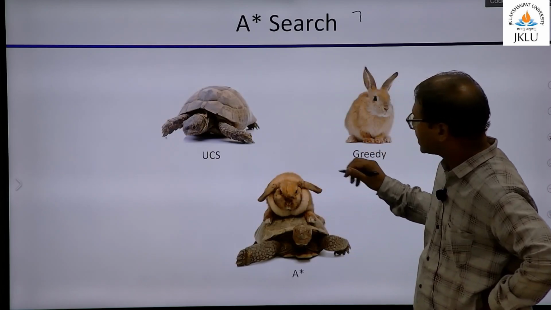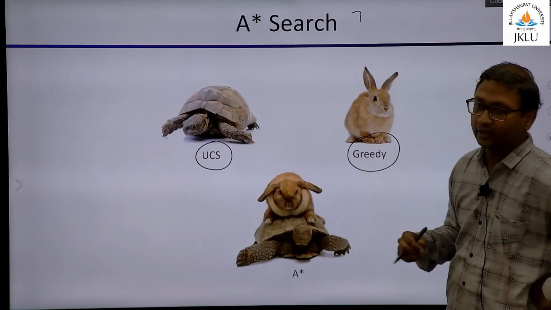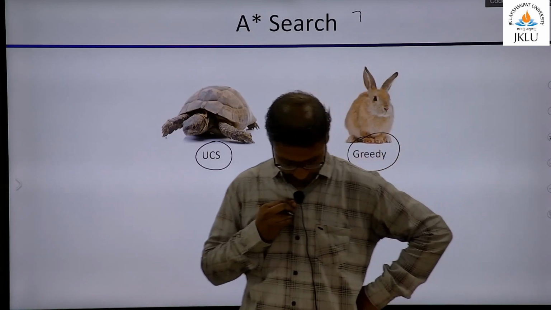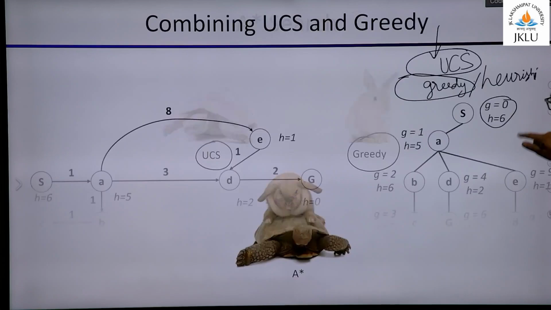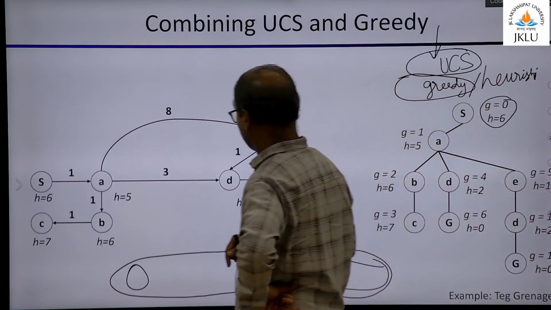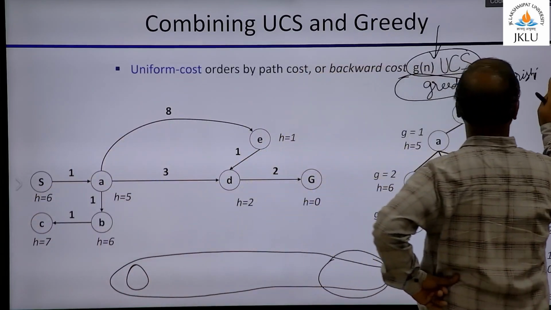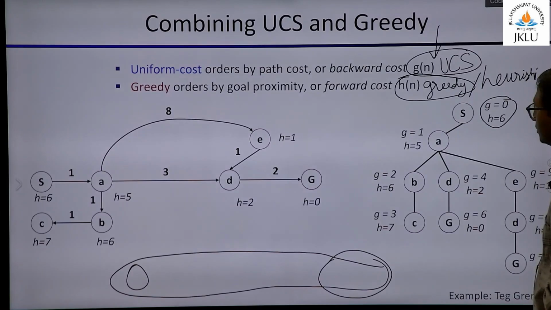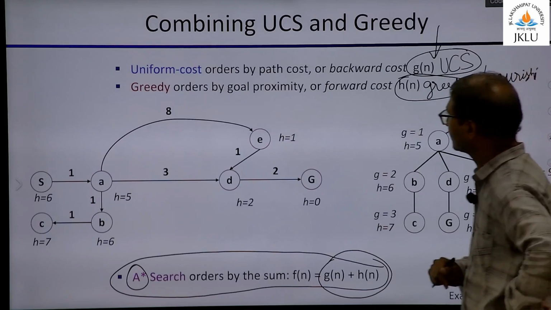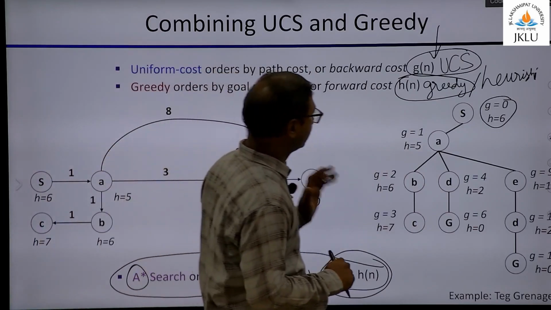So A star basically takes both UCS and information from greedy into account. We had talked about this, but we'll continue from here. So let's redo this.